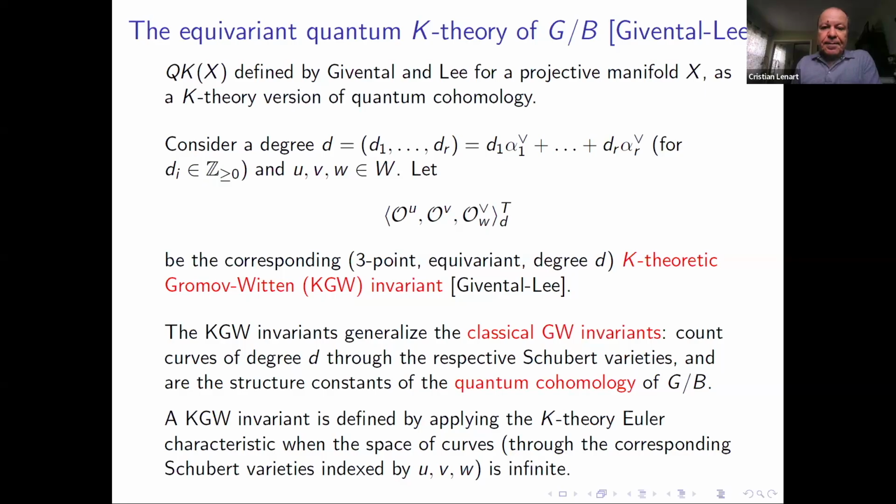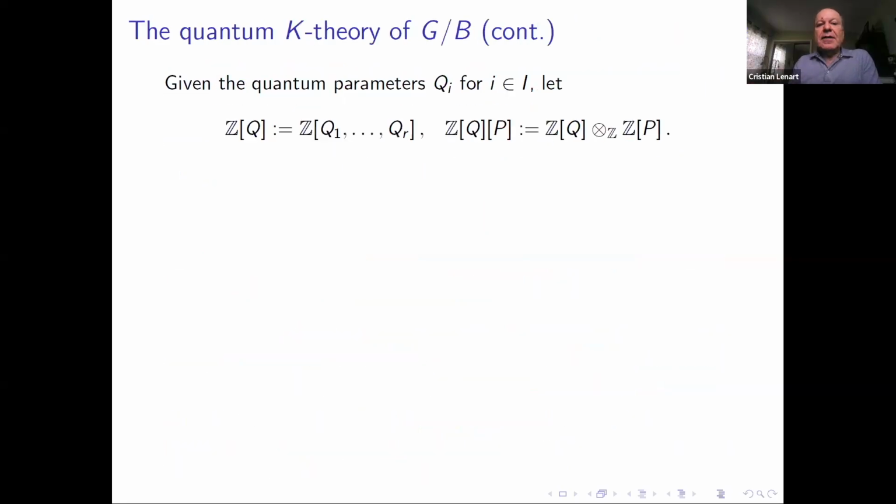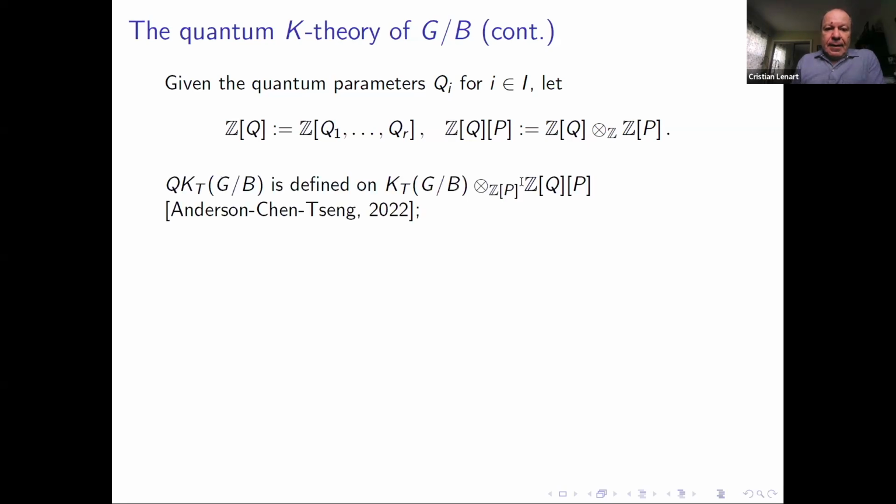And actually, there is more. Then we consider the coefficient ring by introducing quantum parameters Qi, so the polynomial ring in the Qi's, and we combine it with the group algebra of the weight lattice. So this will be the coefficient ring for T-equivariant quantum K-theory of G mod B. And then this algebra, as a module, is precisely the tensor product of the usual equivariant K-theory with this quantum coefficient ring. And when we set the Qi's to 0, we just recover usual K-theory.